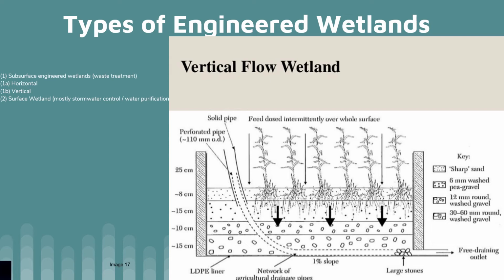So subsurface is also broken down into two subcategories, horizontal and vertical. Horizontal is generally easier to install. It works with the natural lay of the land, but takes up more space, more square footage. Whereas vertical is straight up and down, that takes up less square meters, but requires air pumps to aerate the bed, and is just a slightly more complicated installation process.